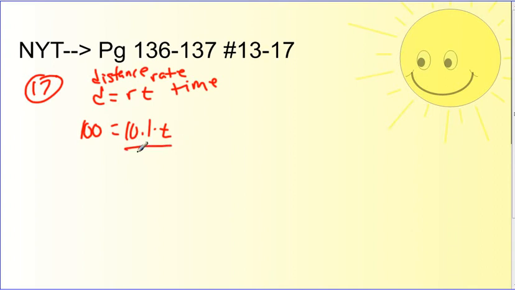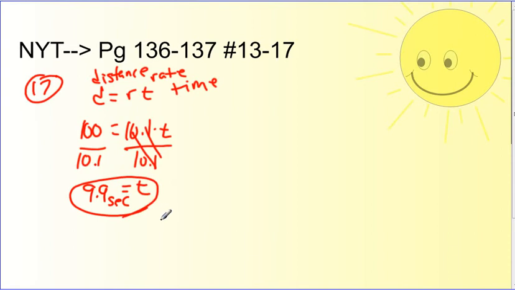So if I divide by 10.1, divide by 10.1, these cancel. T equals 100 divided by 10.1, which gives us 9.9 seconds. Which, by the way, is a pretty fast run. 100 meter dash, 9.9 seconds. Really good.